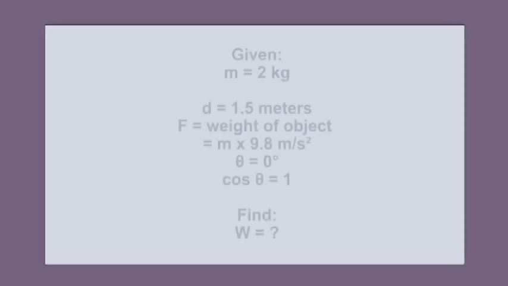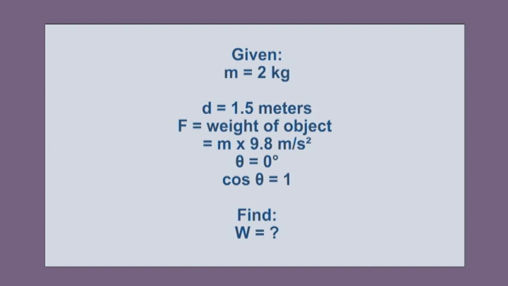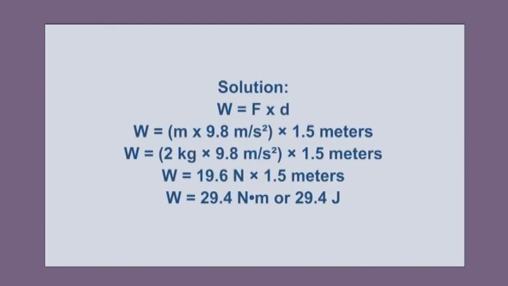Our theta is equal to 0 degrees, making cosine theta equals 1, because the object is being moved in the same direction as the force being applied to it. So solving for work, we get W is equal to F times D. W is equal to M times 9.8 meters per second squared times 1.5 meters. W is equal to 2 kilograms times 9.8 meters per second squared times 1.5 meters.